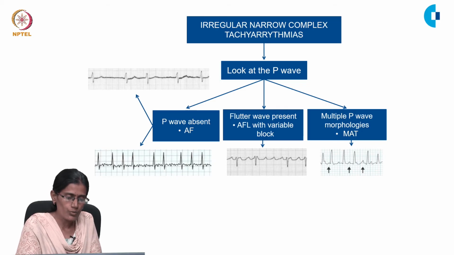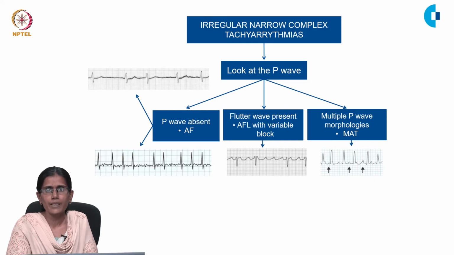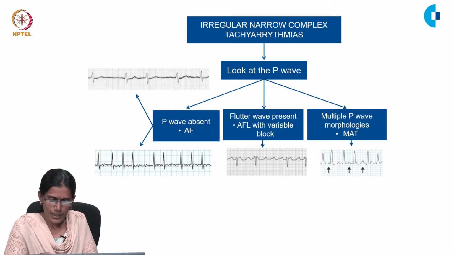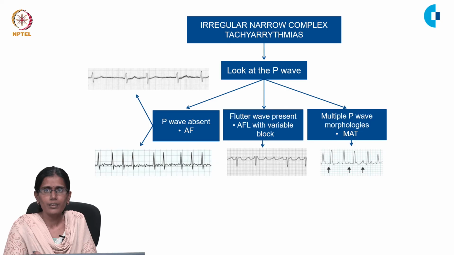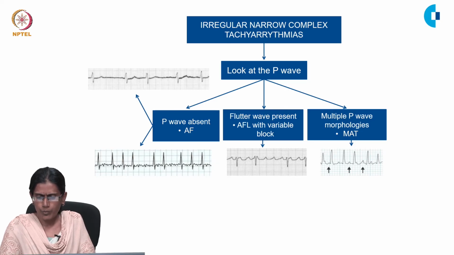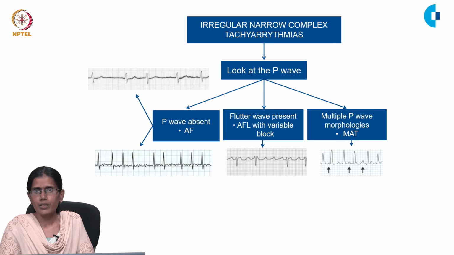You should not confuse fibrillating waves with P waves. This happens in patients with recent onset atrial fibrillation. To say atrial flutter, there should be flutter waves in sawtooth pattern in lead 2, lead 3, aVF. And multiple P wave morphologies suggest multifocal atrial tachycardia.